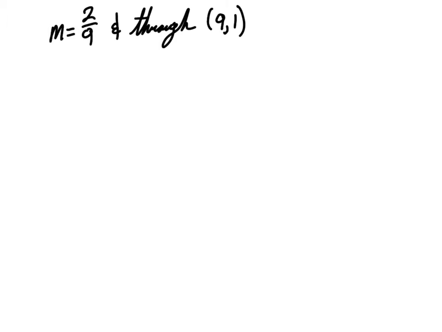So the last problem I want you to try on your own is m is 2/9, and it goes through, you'll hear that word a lot, through, kind of through the point (9, 1). Alright, so pause the video, give it a shot, plug in m and your x and y into point slope form, see if you can do it on your own, and then come back and check, and we'll see how you did.